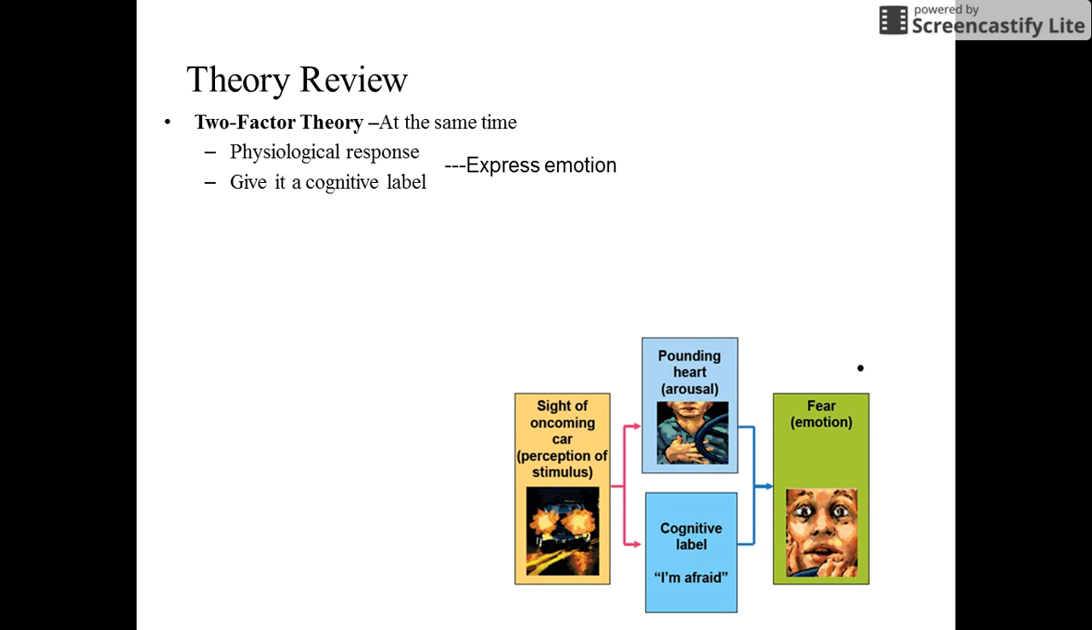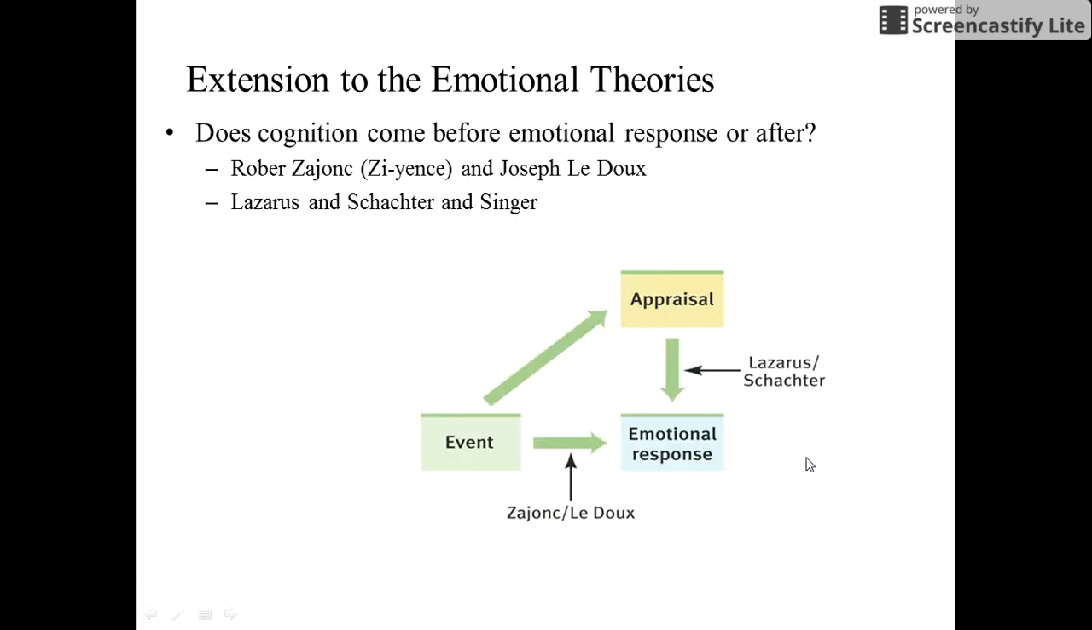The two-factor theory right now believes that a physiological response happens and you give it the cognitive label at the exact same time, and you express the emotion. So down here, you have your heart pounding, and at the same time that your heart is pounding, you're putting the label that you're afraid on it. Then you experience fear.